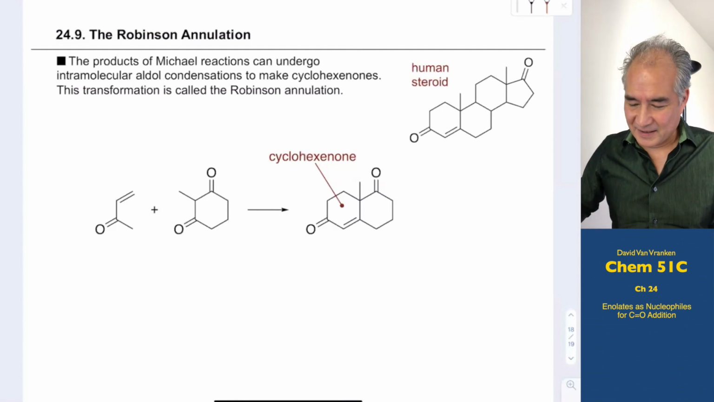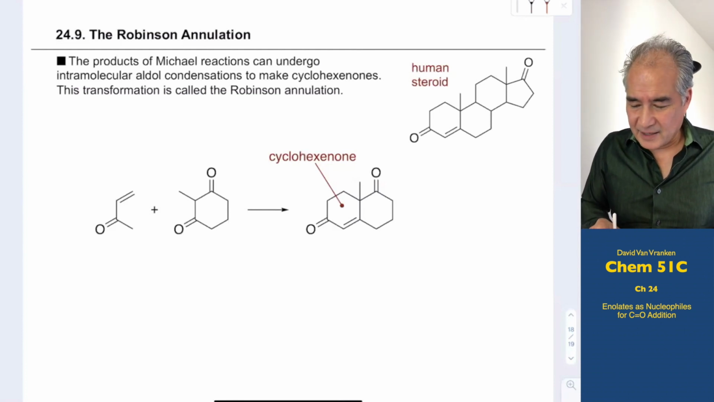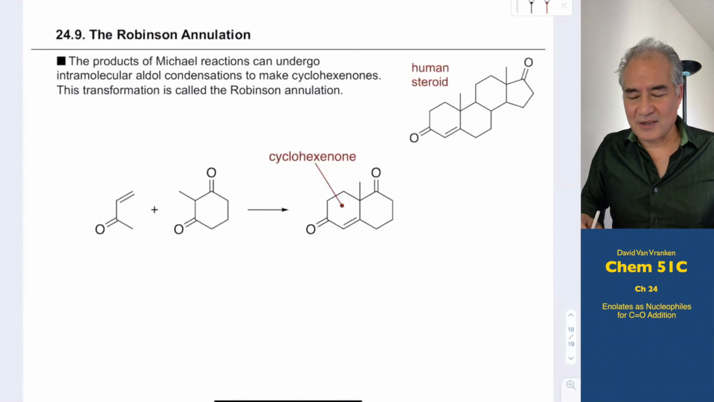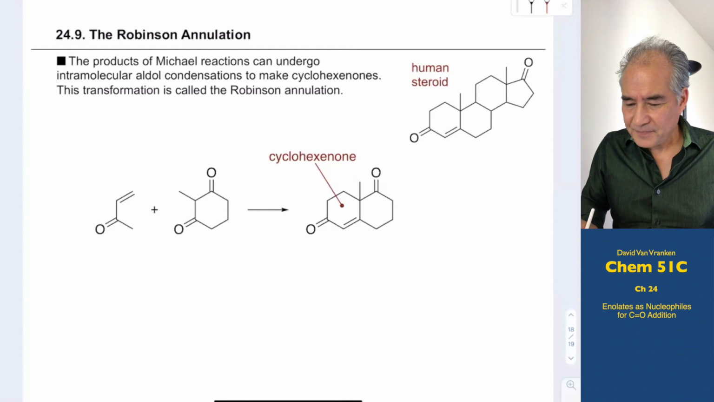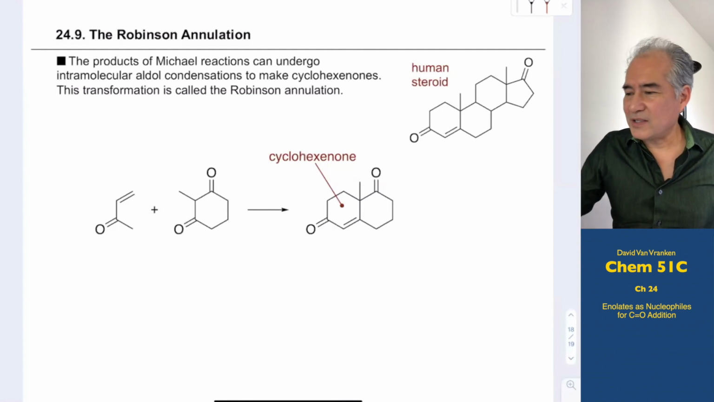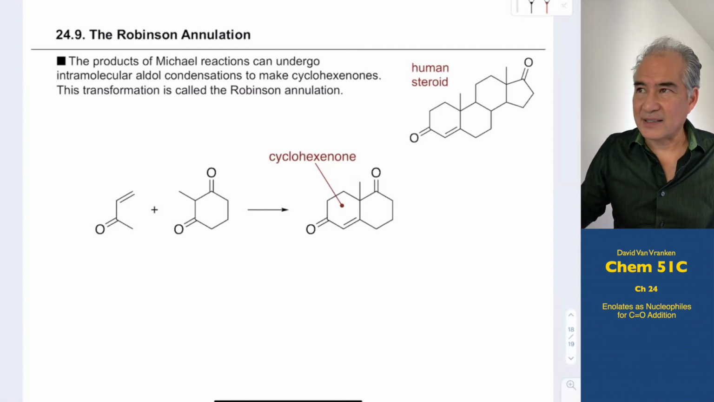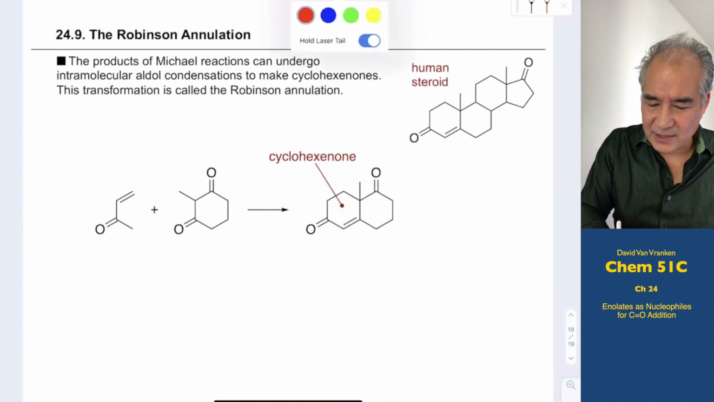slaughterhouse parts. So the idea that you can make six-membered rings is built upon two reactions, the Michael addition and the aldol condensation. And you do both of those all in one step. So let's go ahead and take a look at this process. It's referred to as a Robinson annulation.